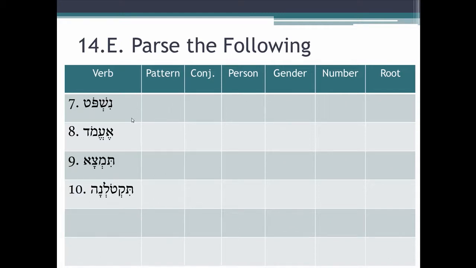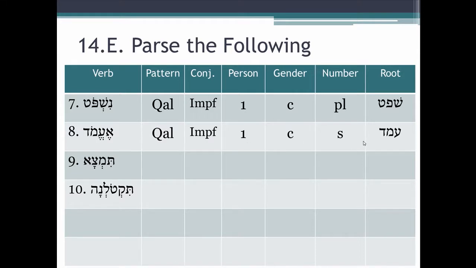Number 7, nishpot. Does it have a prefix? Yes, and we know that because we know shafat from our vocabulary is our verb. So the nun prefix in the imperfect is going to be first common plural. Number 8, e'emod. Same question. Does it have a prefix? Yes, it does. The aleph is the prefix because we know from our vocabulary that the lemma is amad. And so in cal imperfect, when the prefix is aleph, it can only be first common singular.